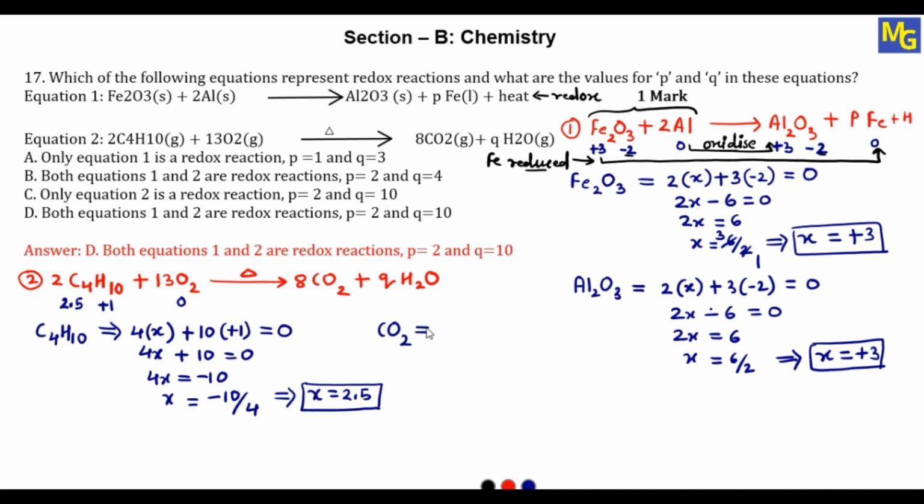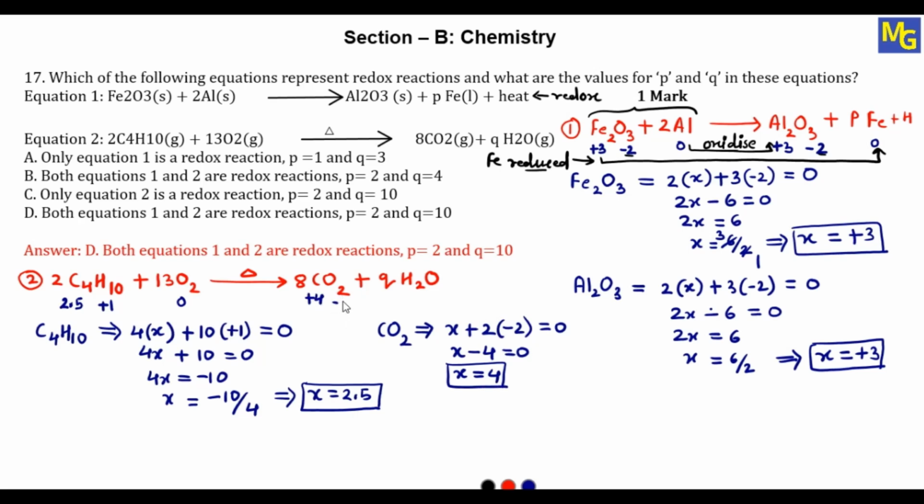As I told, I don't know the carbon oxidation state. So carbon here only 1, so x plus 2, and oxygen state, as we all know, it is minus 2, is equals to 0. So x minus 4 is equals to 0. Shift on that side, so here the oxidation state of carbon became 4. So I will write it here 4.